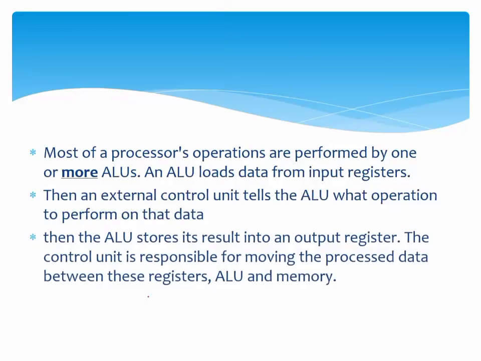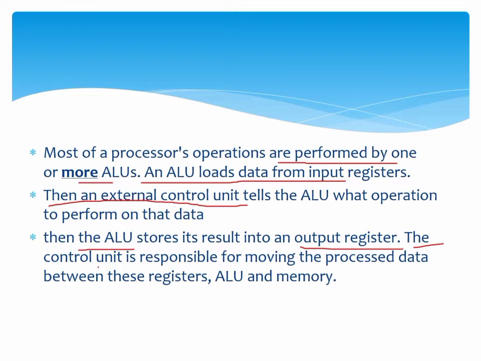Most of a processor's operations are performed by one or more ALUs. An ALU loads data from input registers. Then an external control unit tells the ALU what operation to perform on that data. Then the ALU stores its results into an output register. The control unit is responsible for moving the data between those registers, the ALU and memory.